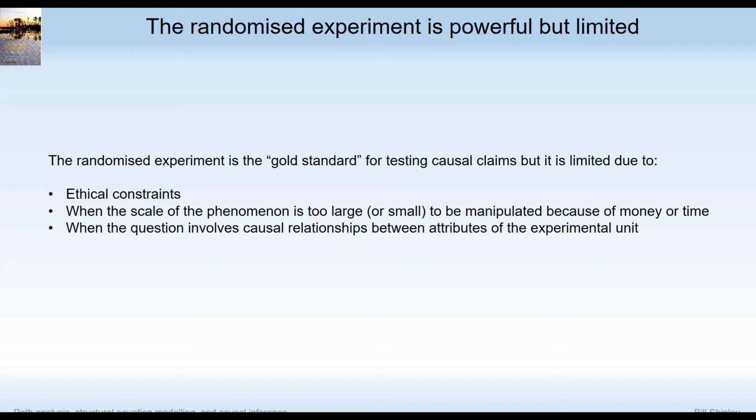It's limited by ethical constraints. It's limited when the scale of the phenomenon is too large or too small to be manipulated because of time or money or other reasons. And it's limited when the question involves causal relationships between attributes of the experimental unit. So if you think about it just a little bit and you apply it to the sort of questions that you're studying, I'm pretty sure that you will be able to quickly identify examples from your studies where you can't really do a randomized experiment.